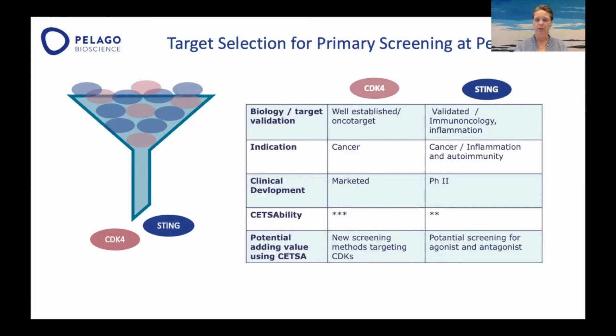The other target, STING, stimulator of interferon genes, is a membrane-associated target. It is involved in DNA-driven immune response. There are no marketed drugs yet, but it is a very hot target in the community right now. So we thought this was a good opportunity to screen for novel chemistry, and also to screen for agonists and antagonists, because many different modulators have been reported for this target.